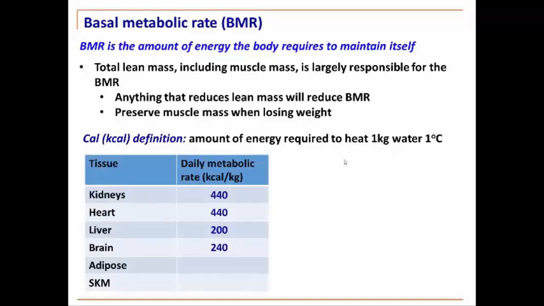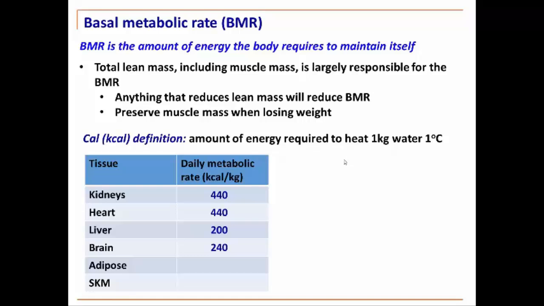So if we're looking at our tissues, they all use different amounts of energy. Okay, so the daily metabolic rate, so the number of calories that, for example, the kidneys use per kilogram of kidney weight is about 440 kcals or calories. The heart uses about the same in any one day, just basal metabolic rate, just enough to live. The liver is using about 200 for all those biosynthetic and detoxification and metabolic pathways that it's playing, and the brain uses about 240.